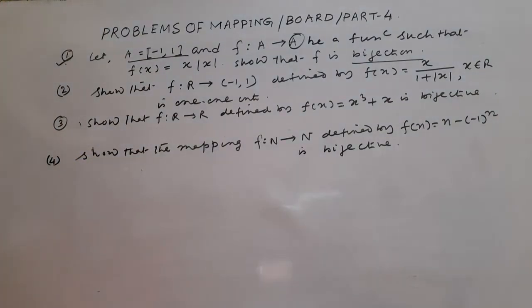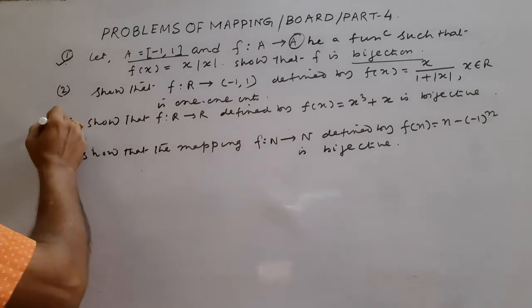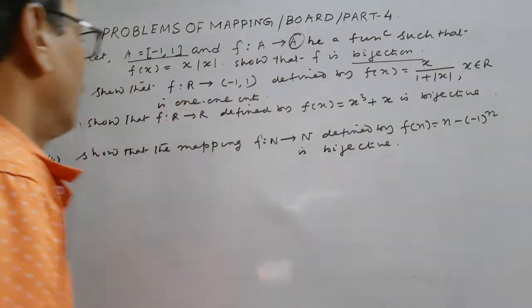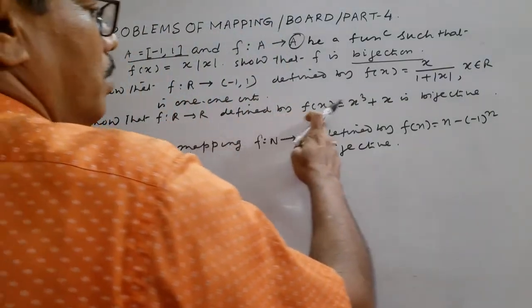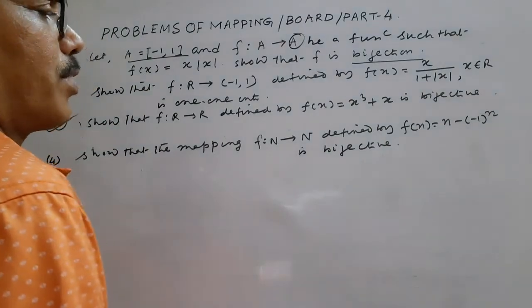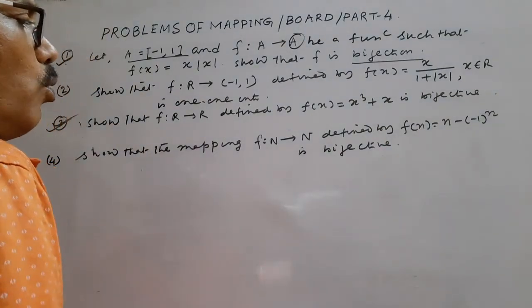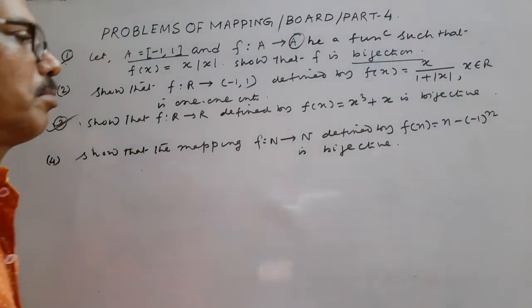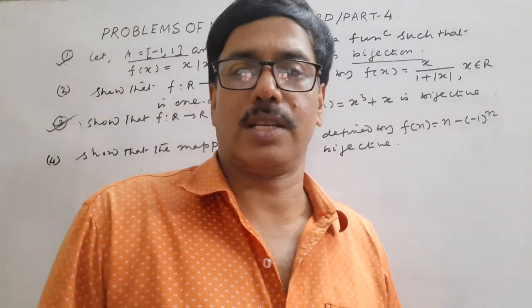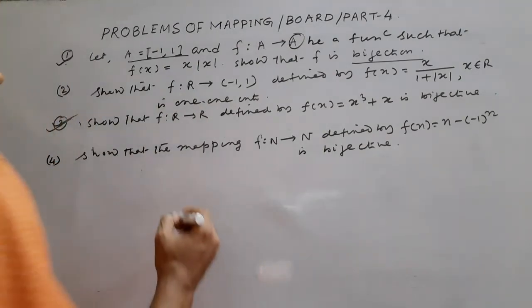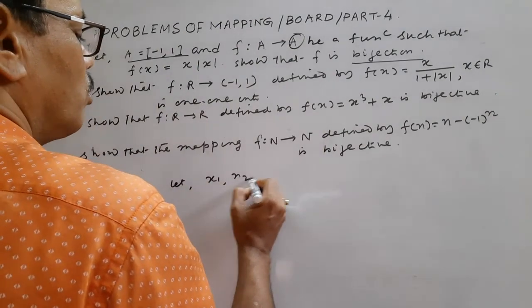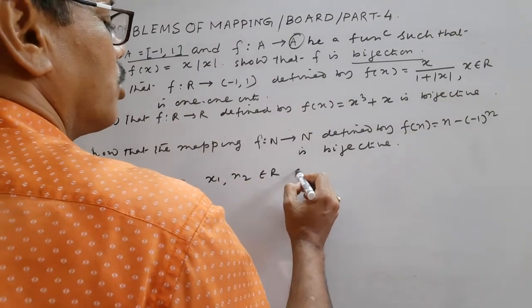Now, problem number 3. We are considering problem number 3. A function from R to R defined by f(x) equals x cube plus x is bijective. We have already solved this problem for x cube plus a constant, but this is x cube plus x. So let x1, x2 belong to R, that is the domain.